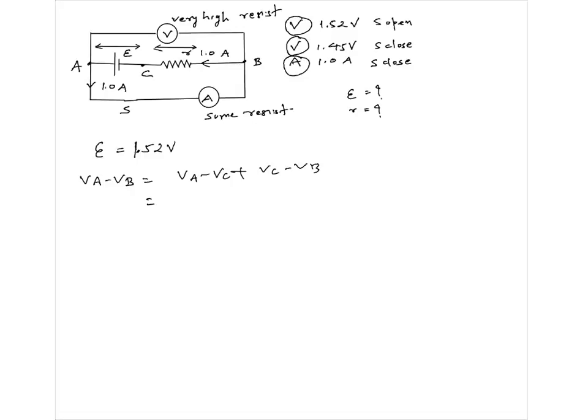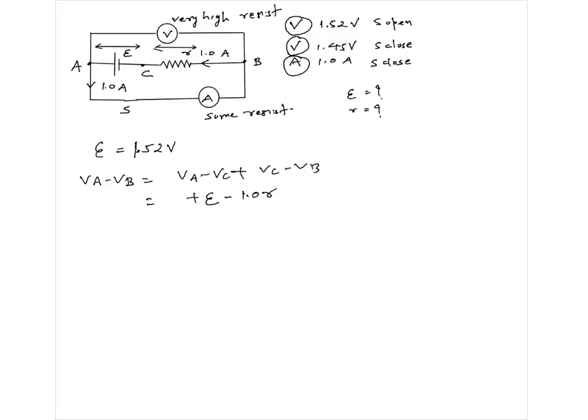VA minus VC is plus E, and since current is flowing like this, it means the positive side of the resistor is this and the negative side of the resistor is this. That means C is at a lower potential. So VC minus VB is going to be minus I, then small r.